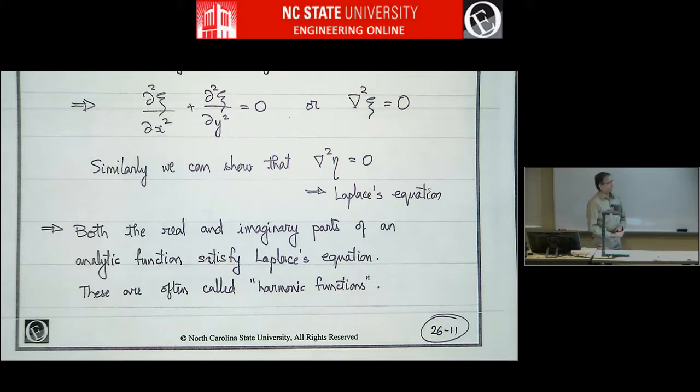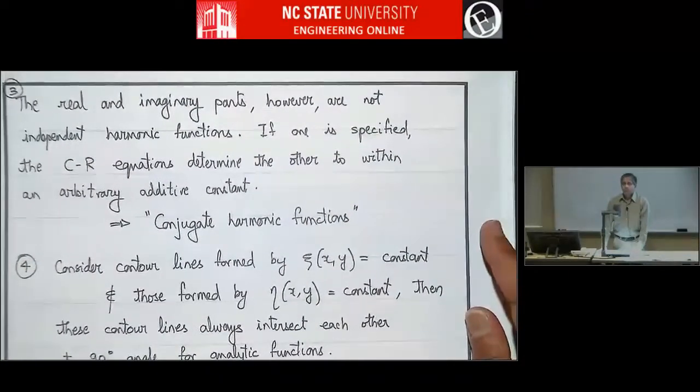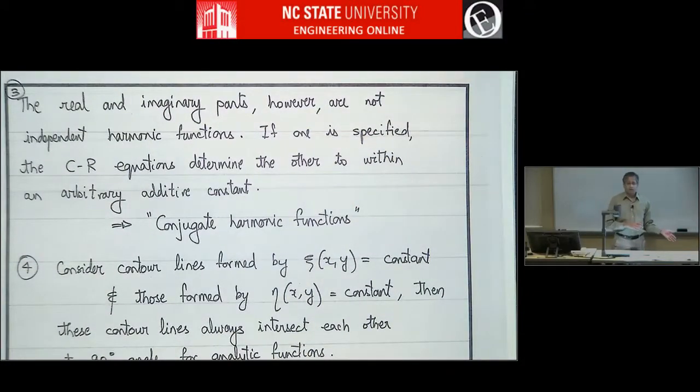There must be some reason for it. I don't know why it's called harmonic function, but it's called that. So both the real and imaginary parts are harmonic functions. In other words, they satisfy Laplace's equation. But they are not independent harmonic functions. So if one is specified, using Cauchy-Riemann equations, you can determine the other to within an arbitrary additive constant. So they are not just harmonic functions, they are called conjugate harmonic functions.